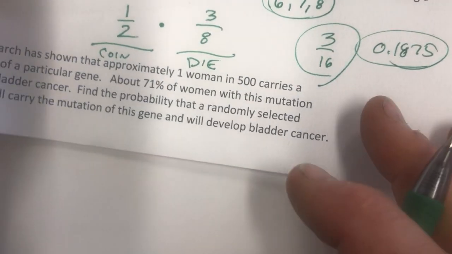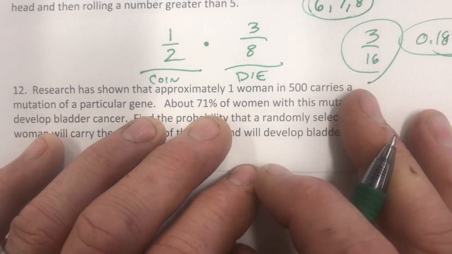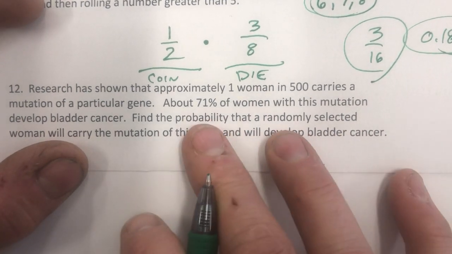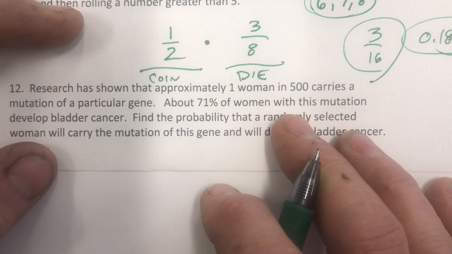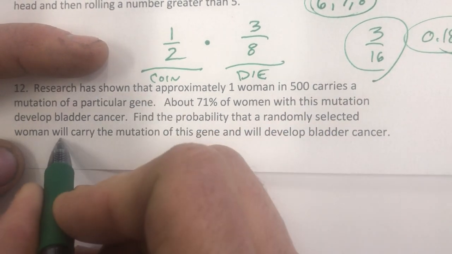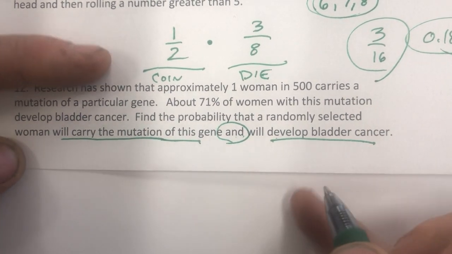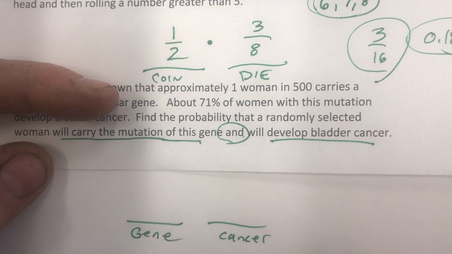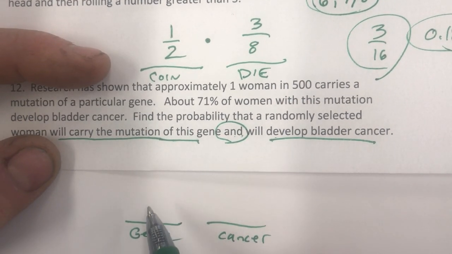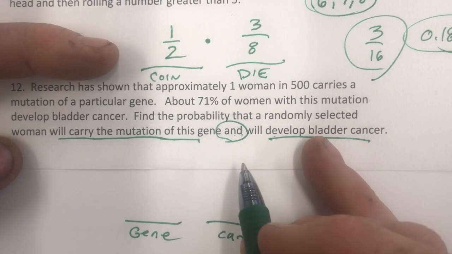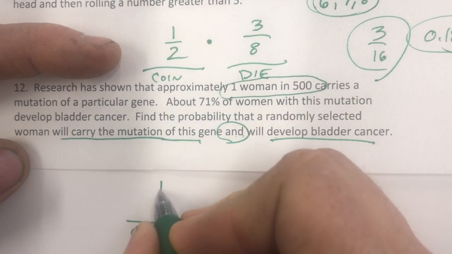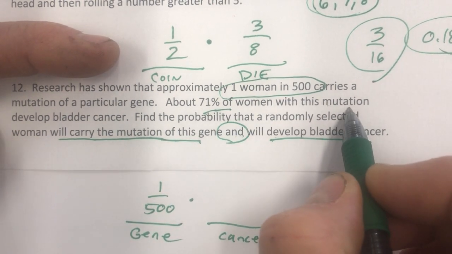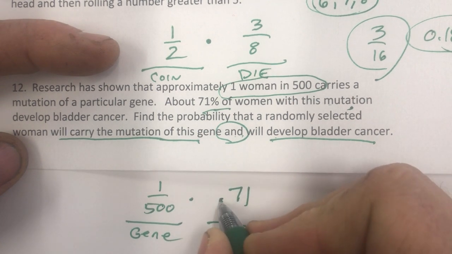Let's go to this next one here. Research has shown that approximately 1 woman in 500 carries a mutation of a particular gene. About 71% of women with this mutation develop bladder cancer. Find the probability that a randomly selected woman will carry the mutation of this gene and will develop bladder cancer. So there's two events here. They got the gene and they got cancer. So to get this gene, it says 1 woman in 500, so that's 1 out of 500 carry this particular gene. Then about 71% of these develop cancer, so this would be 0.71. So multiply those.